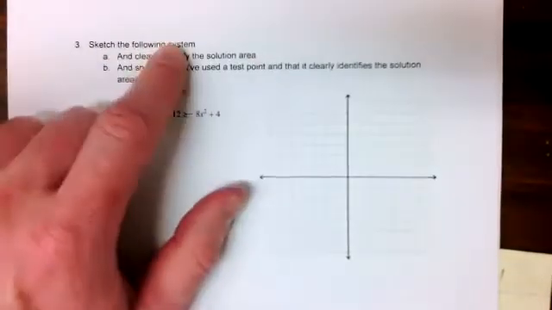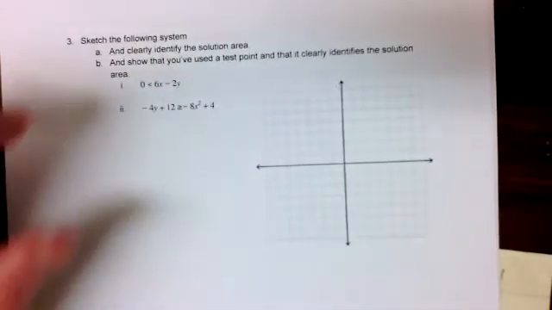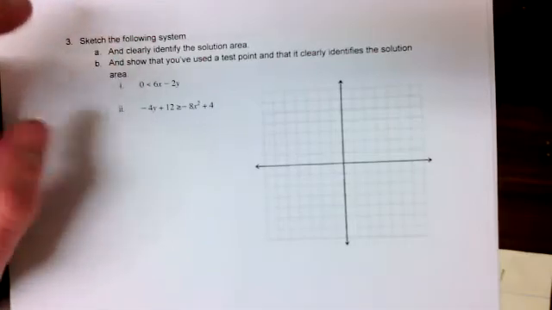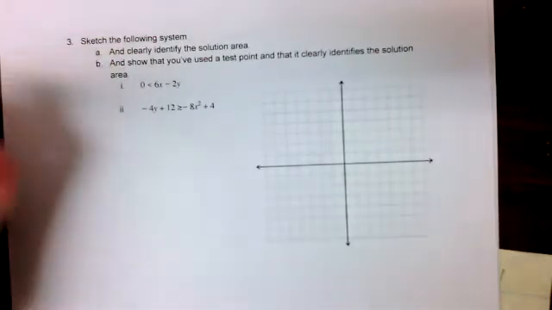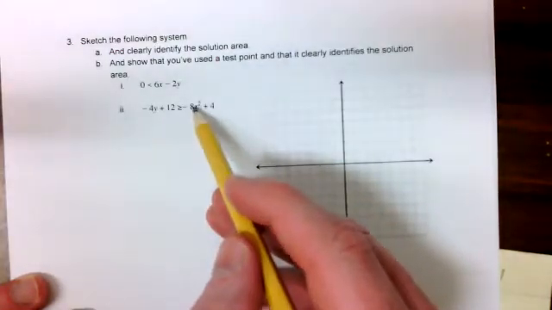Okay, sketch the following system. System means it's going to be more than one. So I'm probably going to put both of these here. I say it like I wasn't the one that made the test. Clearly identify the solution area and then show a test point. Okay, so the trick is why are we doing this again? Because we got a quadratic. Because we got an x squared.